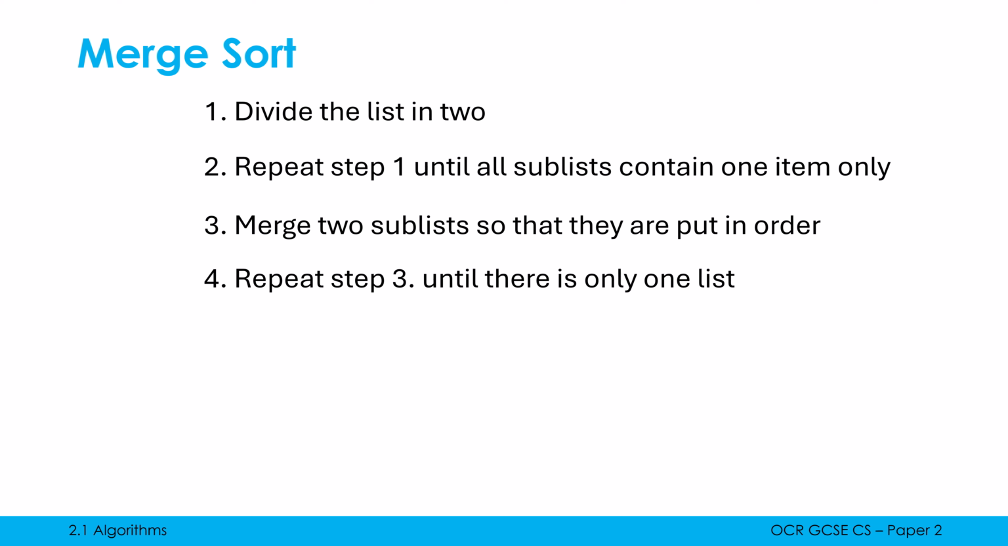So the two broad stages here are the divide stage. We divide, we divide, we divide, we divide. We split up our list into one item only. Then we merge it together two at a time to recombine and have it sorted.